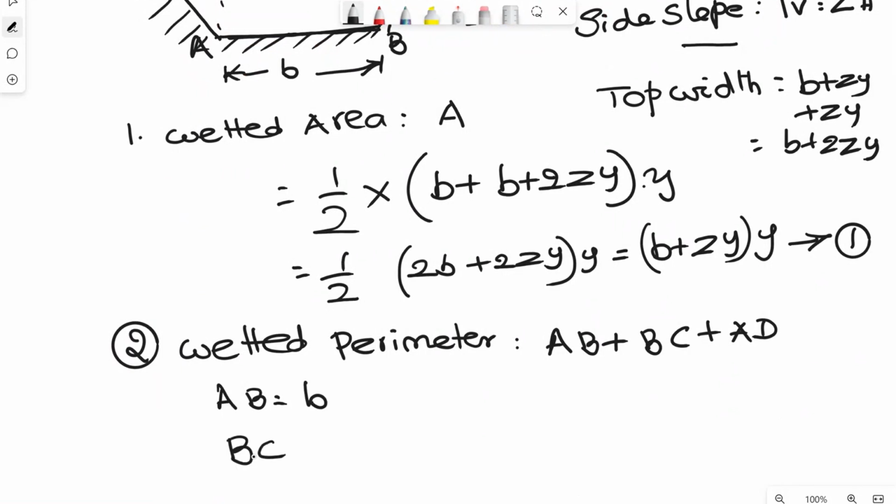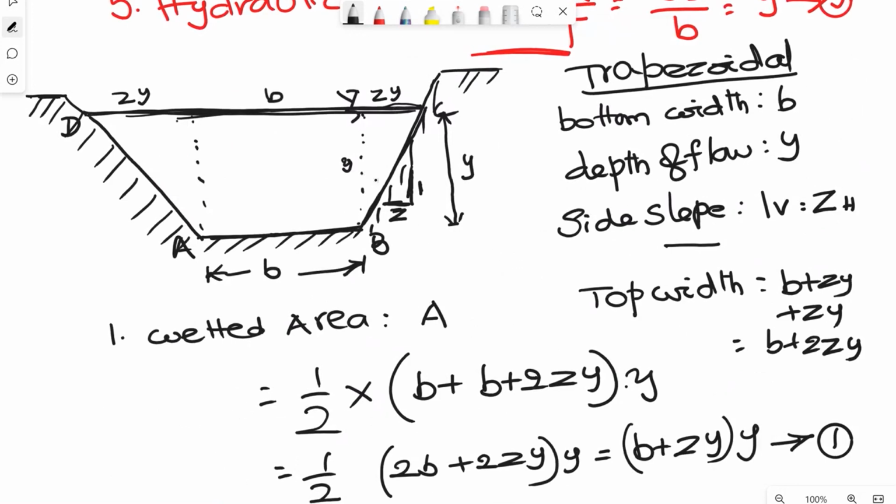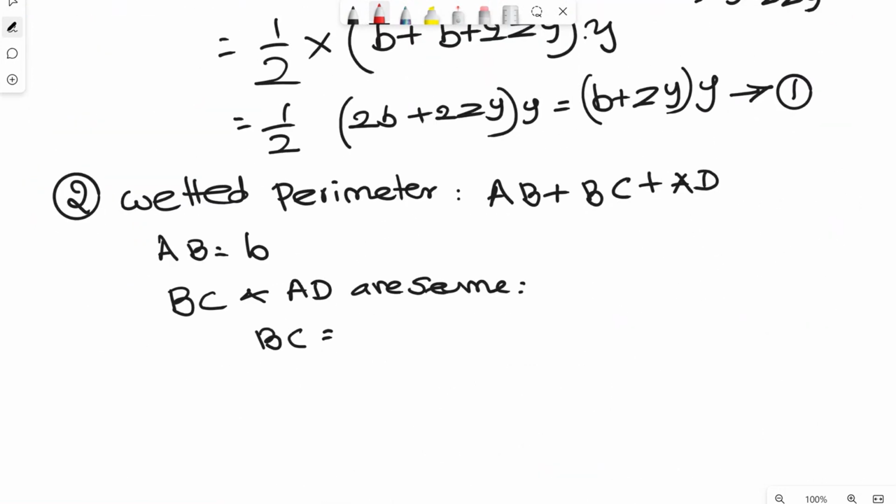Then what is BC? BC and AD are the same. So let us calculate BC. Now this is ZY, this is Y. So naturally this is a right angle, so it's a right angle triangle. What will the sides be? This is Y, ZY, this is Y. So it will be the square root of Y square plus Z square Y square. Am I right? If I bring Y outside, it will be Y into the square root of Z square plus 1. So BC is equal to Y into square root of Z square plus 1.